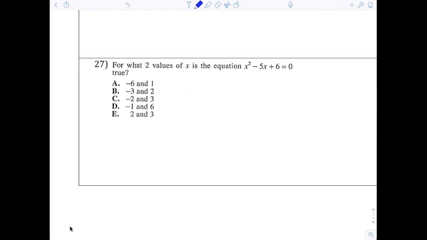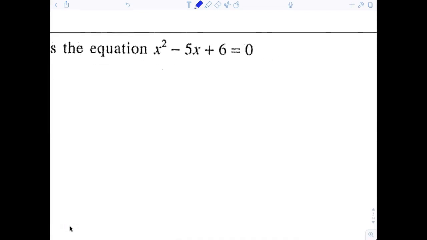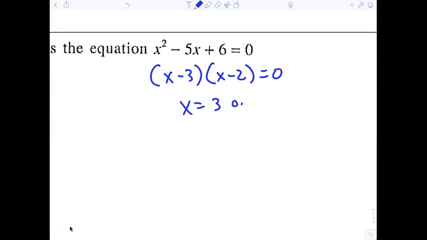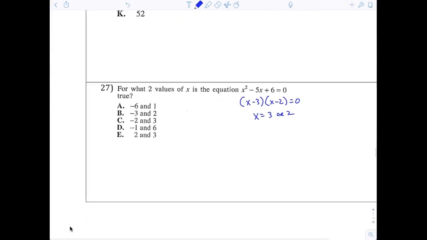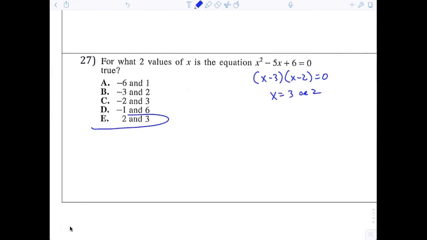All right, here we go. For what 2 values? Okay, this one should be record speed. All right, factoring this. What does that factor to? x minus 3 and x minus 2. That's what you should be saying. And so x equals 3 or 2. So my answer is? E. Good. Who said A?